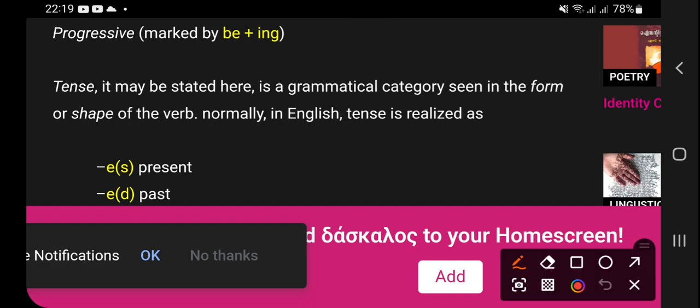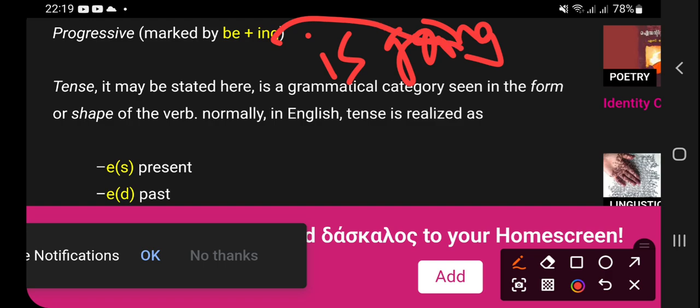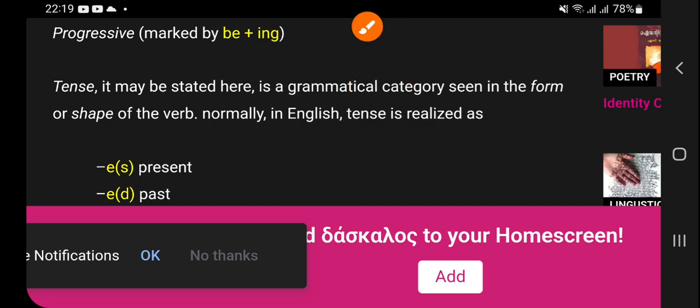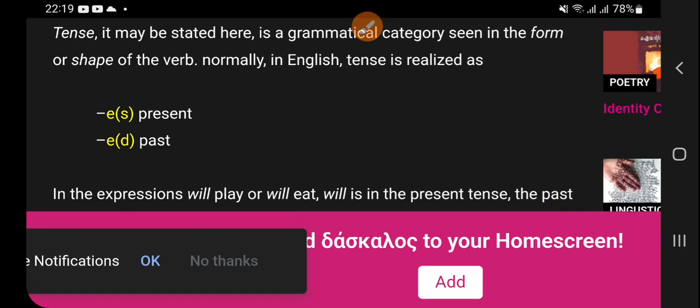And then here is going, so that is ing: was going, am going, whatever, right? Then being done, something like that. That is progressive. Then tense.